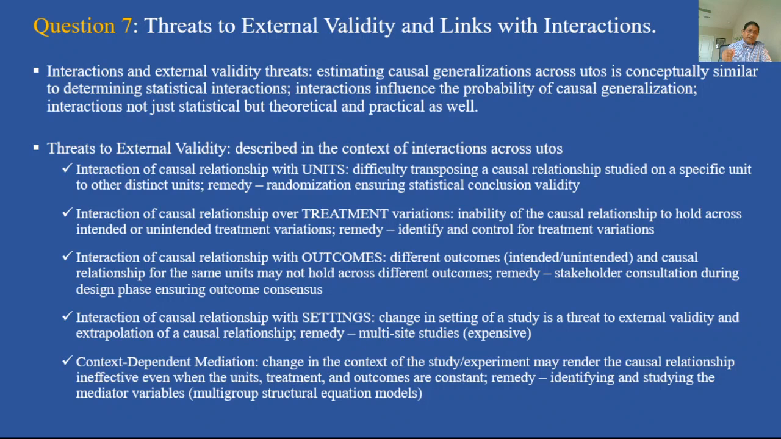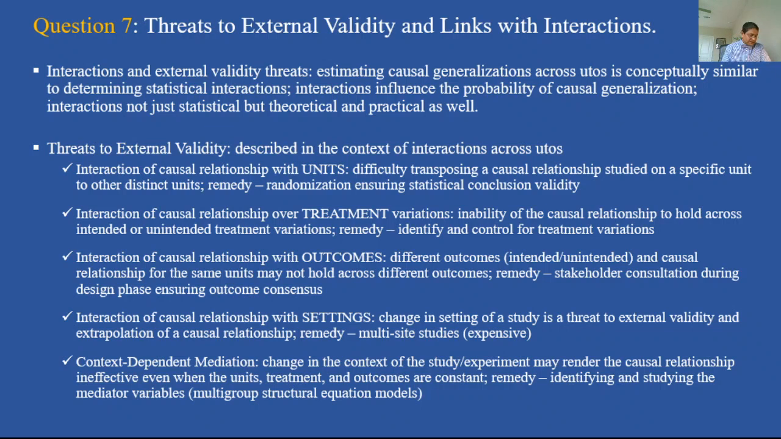Now, threat number four is interaction of causal relationship with settings. So we saw units, outcomes, treatments, now settings. Change in settings, be it geographical, environmental, job location, etc., will create a threat to external validity. We all know it. And the solution can be expensive. It means we can't have a study designed for each different setting. So using a multi-site study location has proven effective, but as mentioned, it can be expensive.